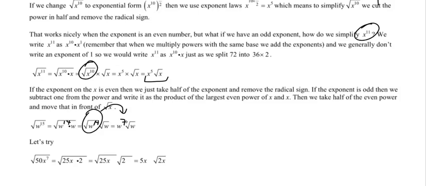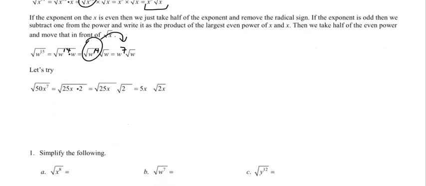If it's an odd power, then you basically just subtract 1 from it, cut that number in half, write it out in front of the radical, and then put a root of whatever, right? Because the rest will be a power of 1. So let's try this. Let's say we got the root of 50 x to the 7th.